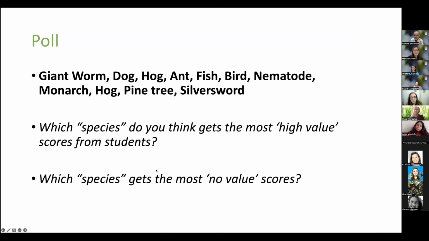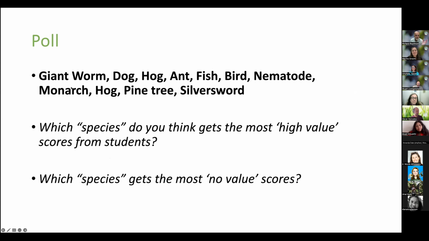All right, so now I am going to try a word salad kind of poll thing. Let's see if I can pull this off. This poll is going to have two questions. It's going to ask you, which species do you think gets the most high value scores from students? And then which species do you think gets the most no value, no conservation value scores from students? And you don't have to get the wording right. I think you're just going to type in a word or two for this when I pull it up.